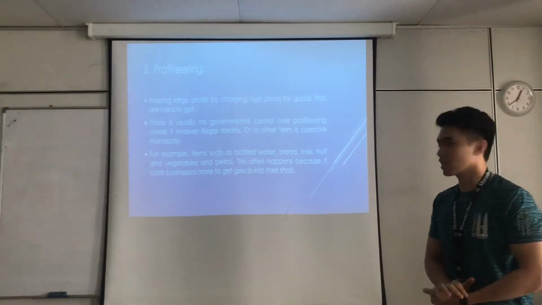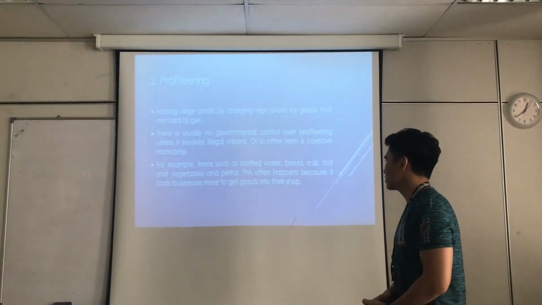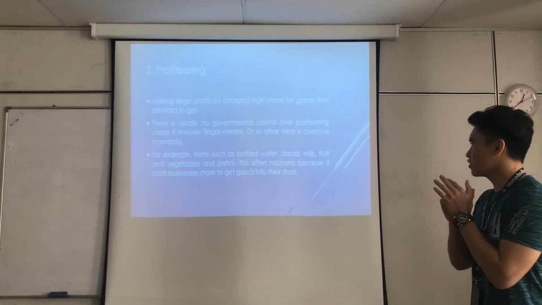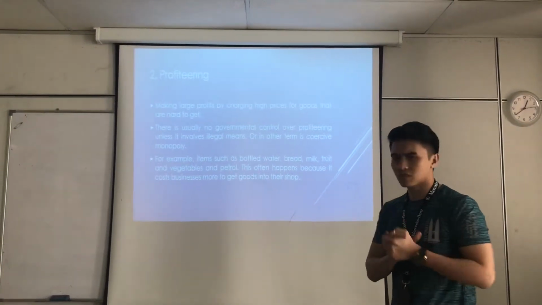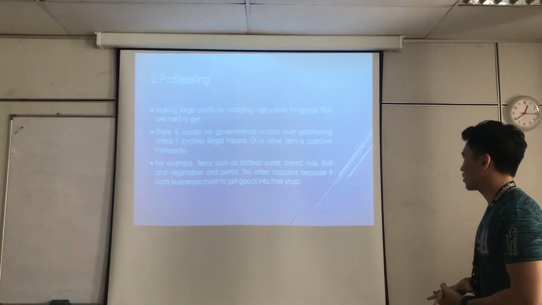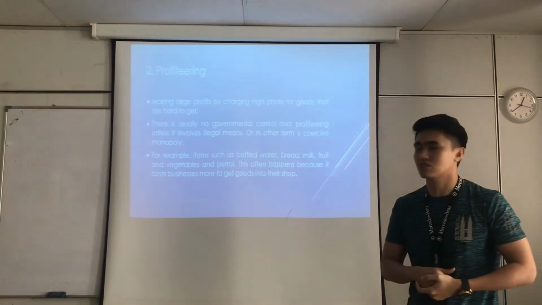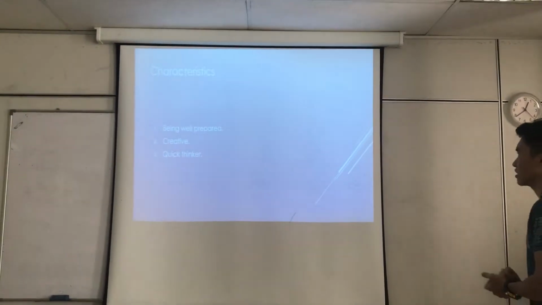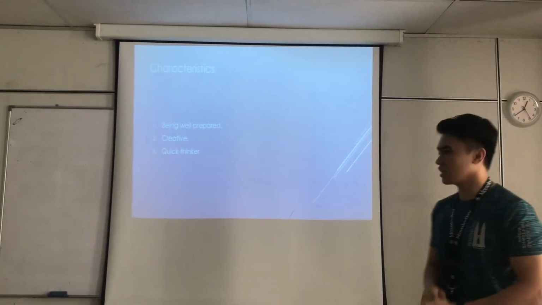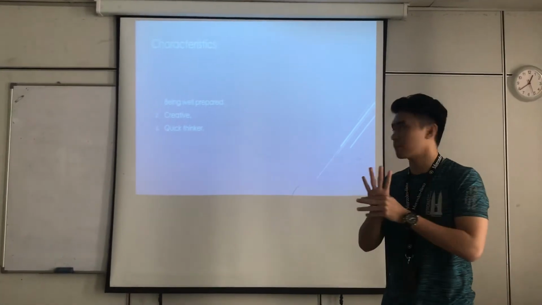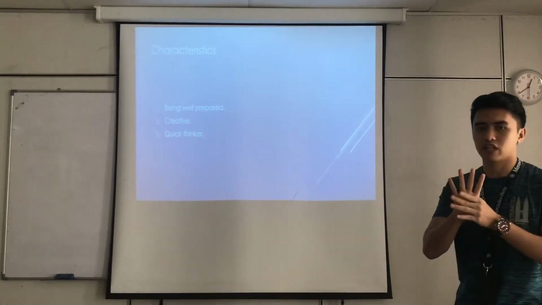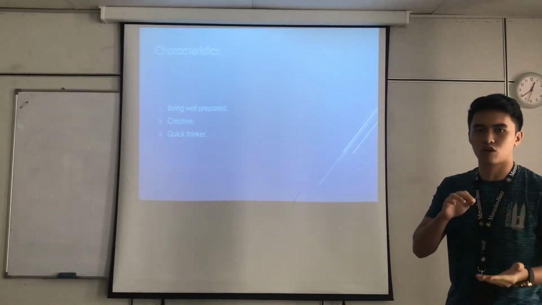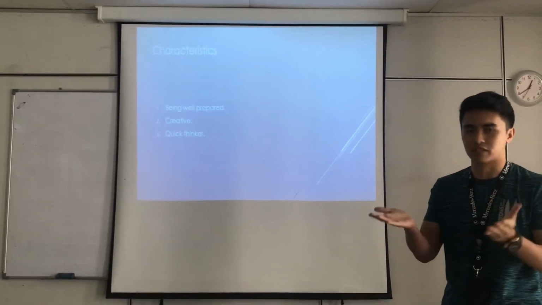monopoly. For example, items such as bottled water, bread, milk, fruit, vegetables, and petrol. This often happens because it costs businesses more to get goods into their shops. Okay, next, this is a characteristic of profiteering. The sellers are well prepared, creative, and quick thinkers because they have to set the price before or during the disaster.